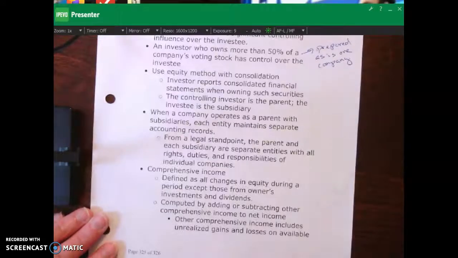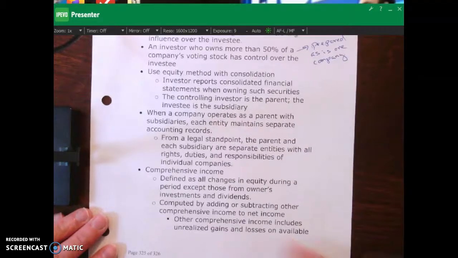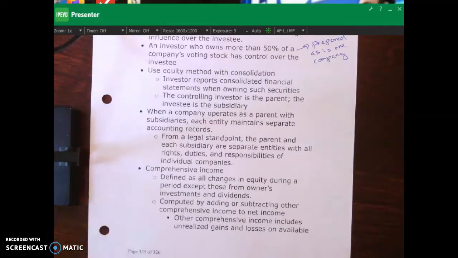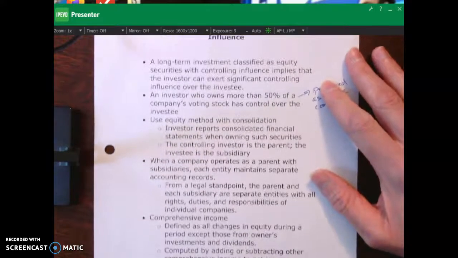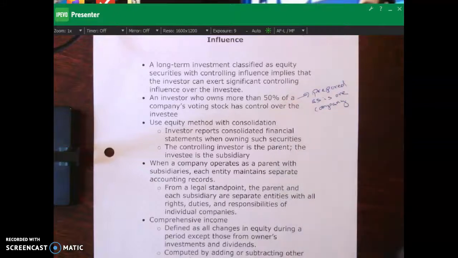And that would be coming down into comprehensive income. All right, so that's basically what I wanted to talk about with controlling influence. I want you to know what we mean by controlling influence, that it's more than 50% of that stock. And that basically means that, in the case of Micron and Star, they can tell Star what to do. And we would use the equity method with consolidation, without going into a whole lot of technical details. Just think of it as one company, consolidating the financial statements. All right, that concludes Chapter 15 notes. Thank you so much.